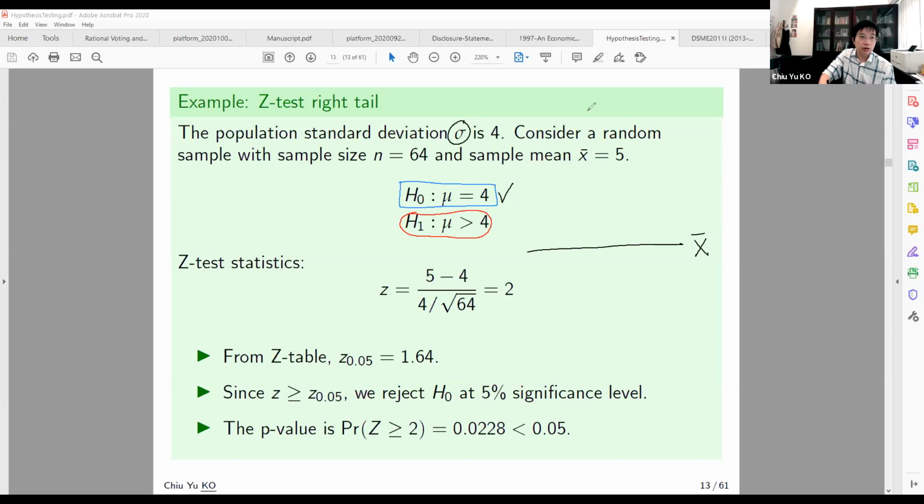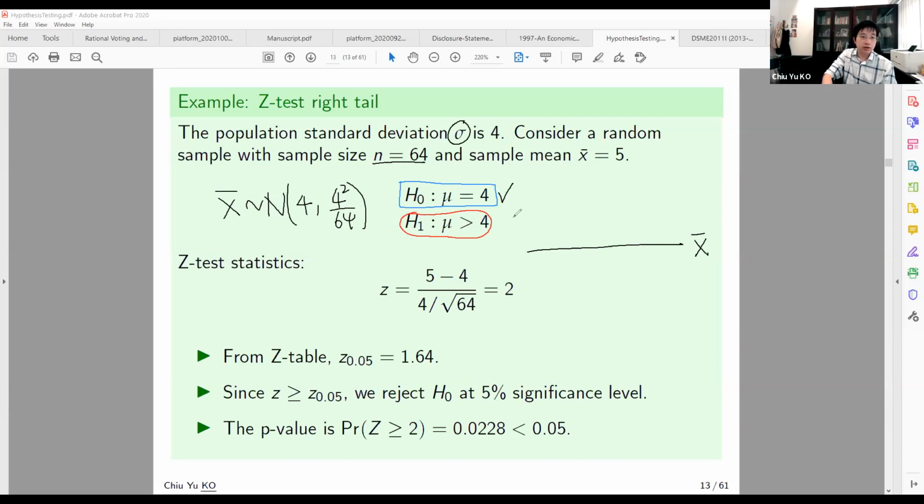So we know X bar has a normal distribution with mean 4. When the sample size is 64, the variance will be 4 squared over 64. This is what the sample mean's normal distribution would be, right?